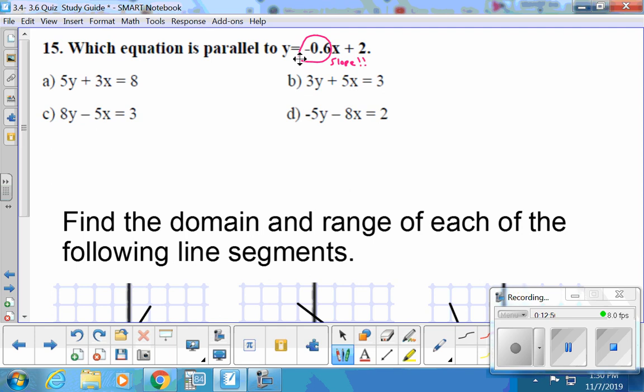Ethan, did you get the answer? Yeah, so that'll just save us some time. I'll just show you how Ethan solved this one for y. He subtracted his 3x, and then divided everybody by 5.